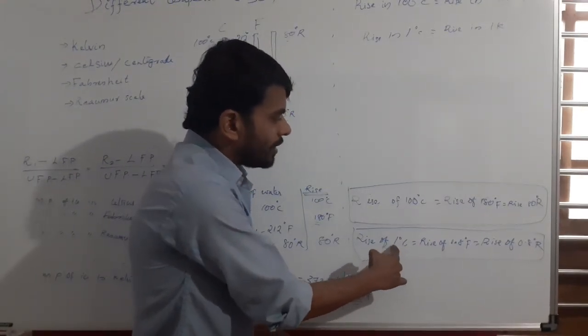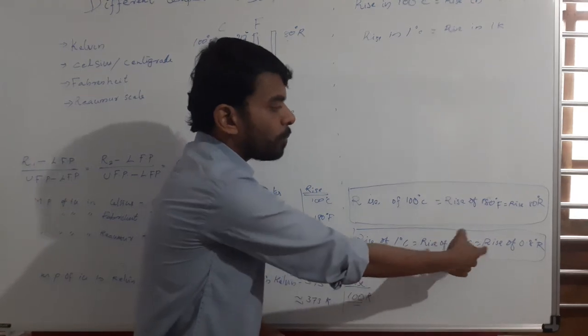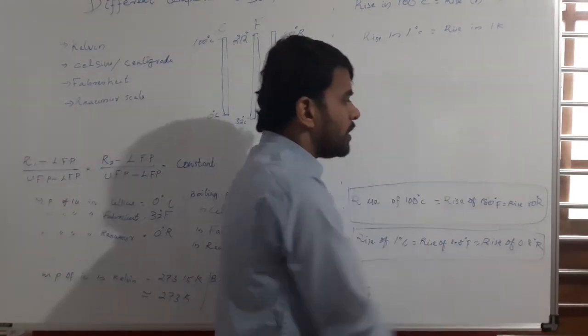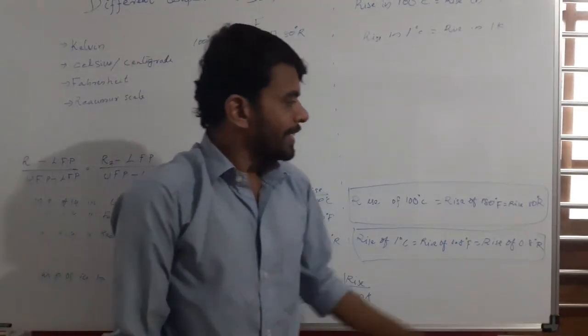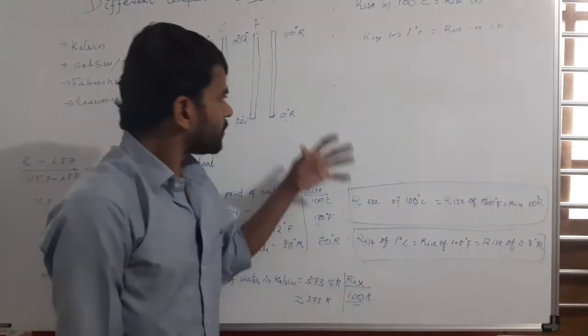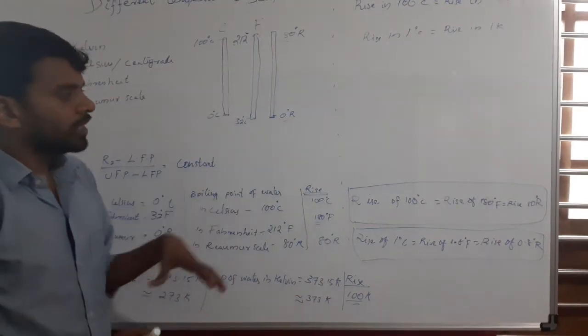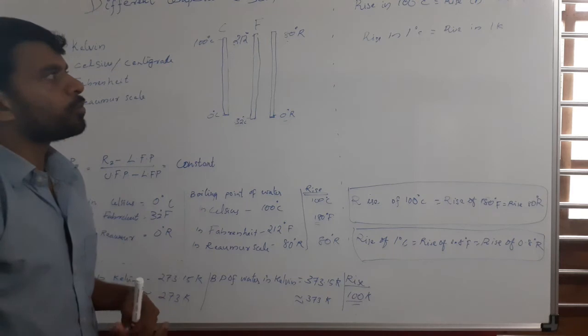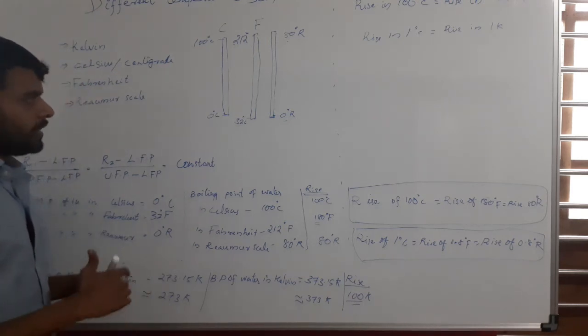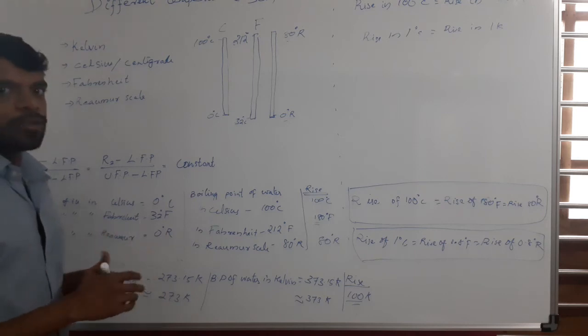whereas a rise of 1 degree Celsius equals a rise of 1.8 Fahrenheit, or we can also write a rise of 0.8 degree Reamur. Okay, so these are the concepts that you have to learn today, and from tomorrow also we will discuss the same concept in a slightly different way.